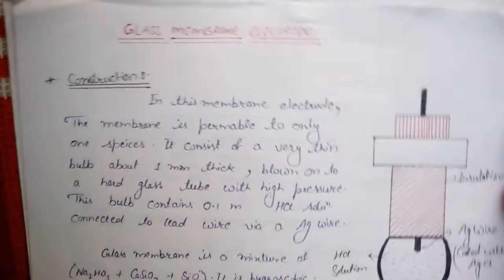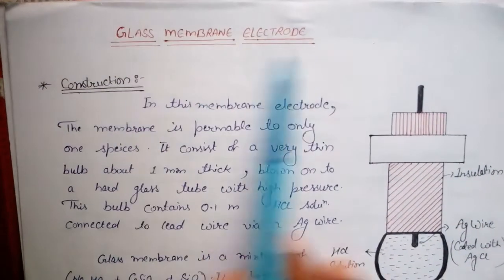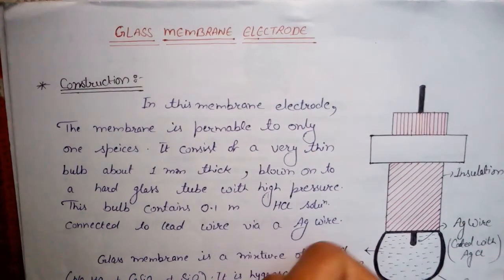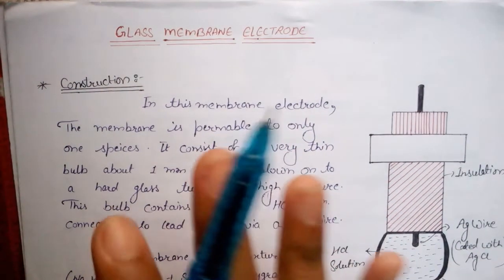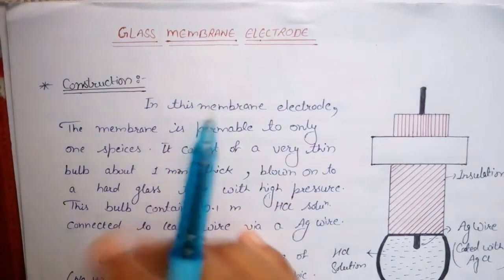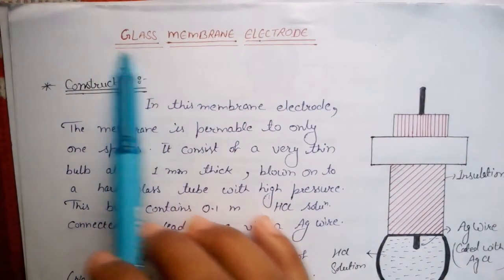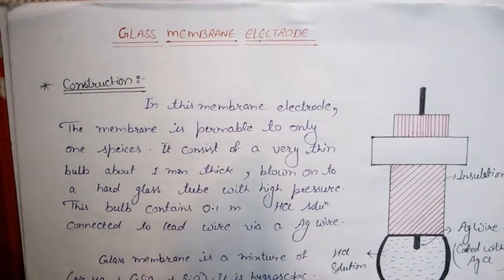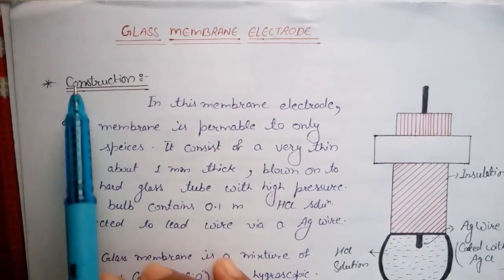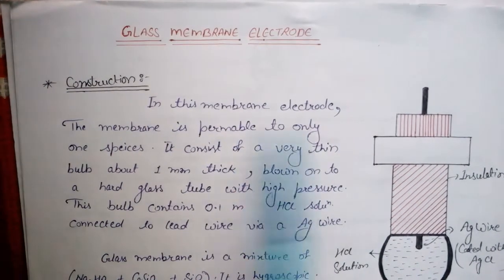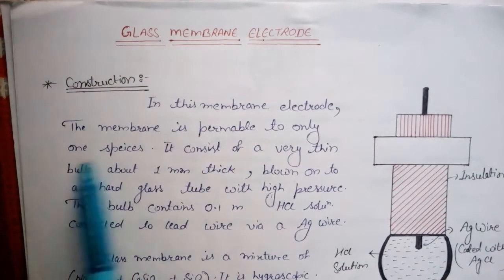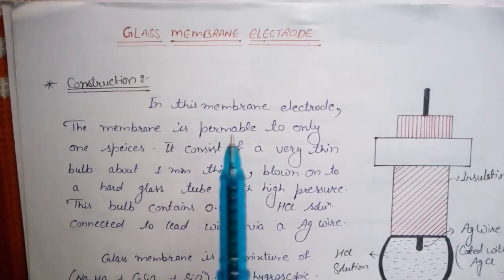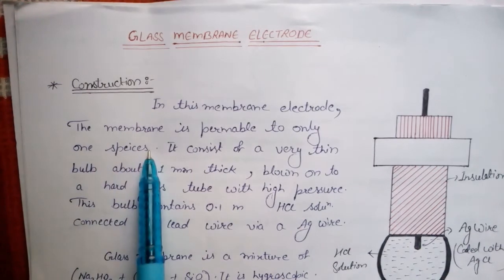So let's discuss about construction, glass membrane electrode. If you have to explain completely ion selective electrode, then you have to explain four electrodes also. But if you are asked only for glass membrane electrode, then you can easily get at least 5 marks to 8 marks, right? So construction is that in this membrane electrode, the membrane is permeable to only one species, right? Because it is part of ion selective. So one species is selective here.